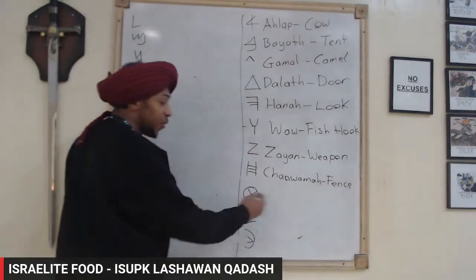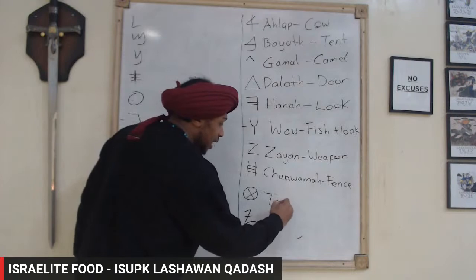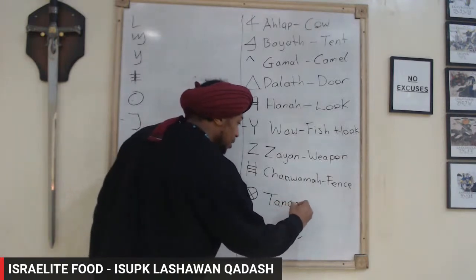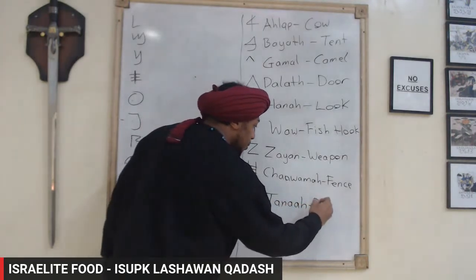Good. Ta is for Ta-na'a. Ta-na'a, which is basket.